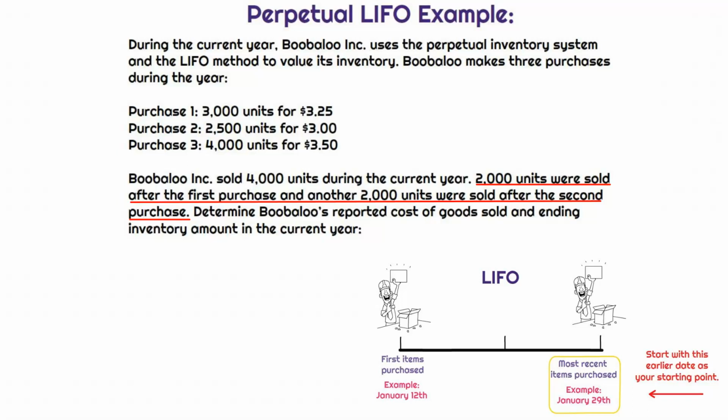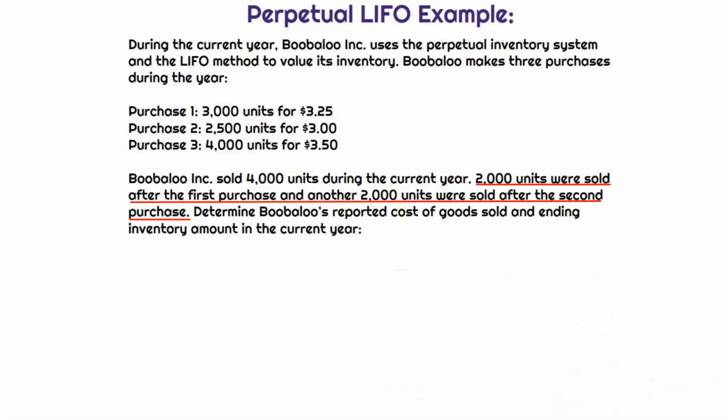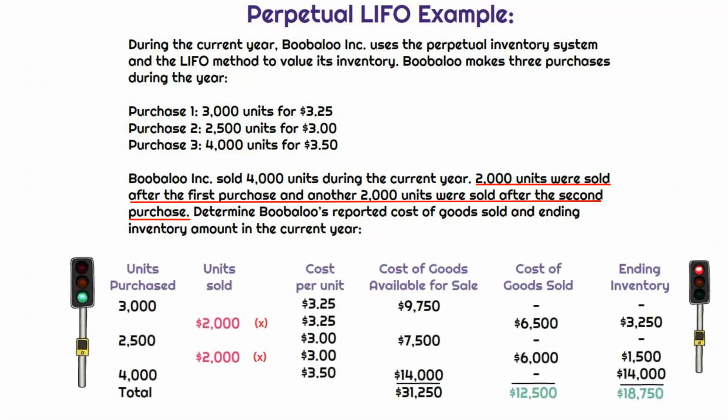All right, so the first 2,000 units were sold after the first purchase. We're playing a game of start and stop, right? Red light, green light. So starting at the 3,000 units purchased from purchase 1, we stop to account for the 2,000 unit sale after the first purchase. These are the only units that are currently on our shelves as of this sales date, so we're going backwards from this sales date. So 2,000 units will be recorded at $3.25. So $6,500 is our cost of goods sold from the first 2,000 units sold.